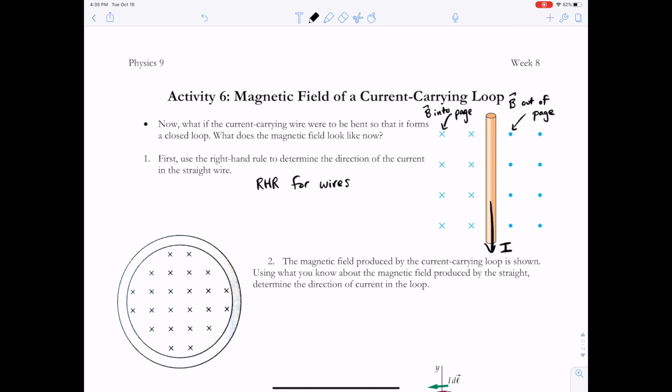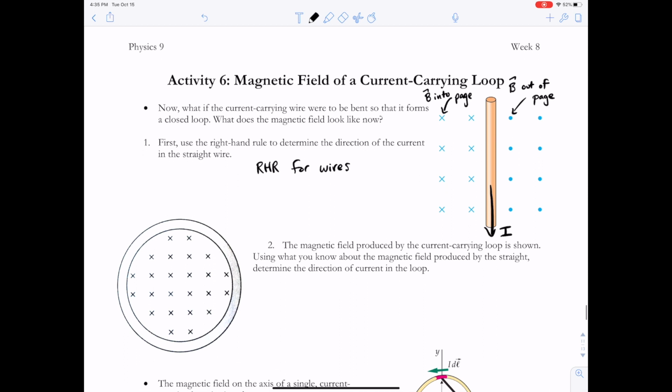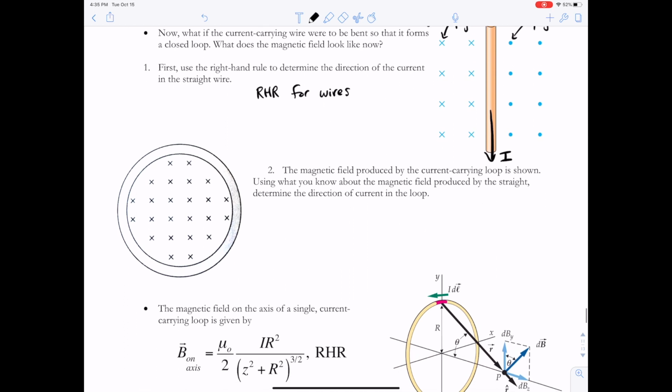Now let's suppose we were to take this wire and bend it so that it forms a loop like what's shown here to the left of example 2. In this case, we're given a loop of wire, and these X's represent the direction of the magnetic field in the inside part of our loop. And the question is, what's the direction of the current that created that magnetic field? For us to answer that question, we need one more right-hand rule. The right-hand rule for loops is as follows.